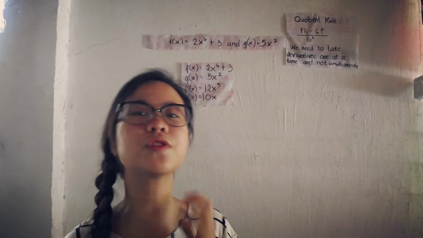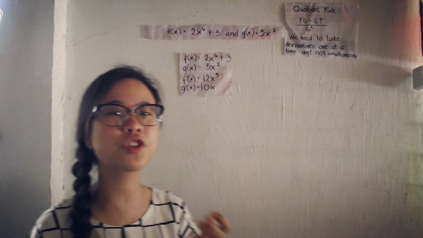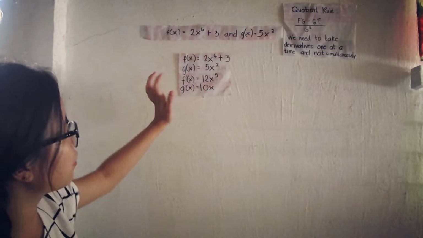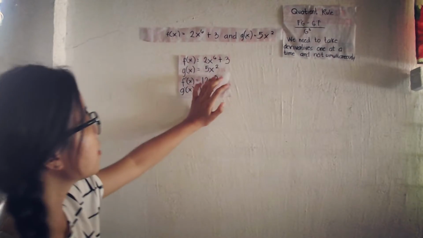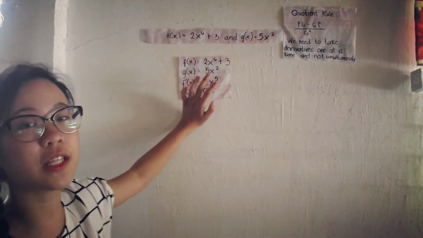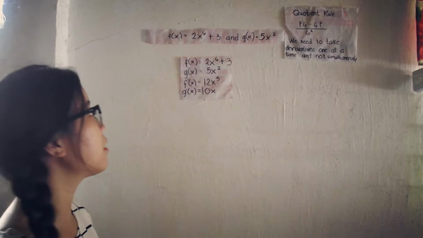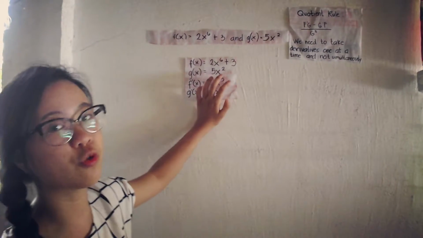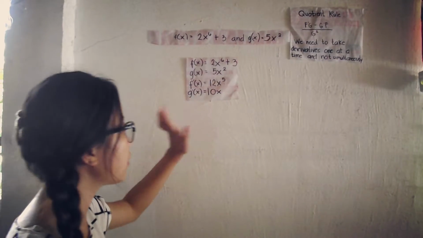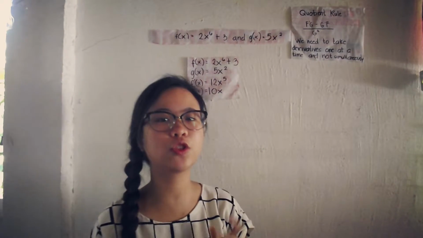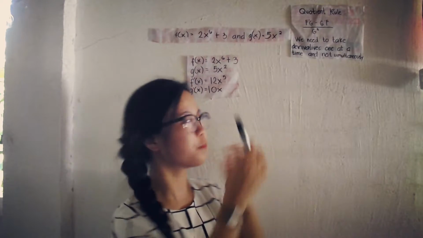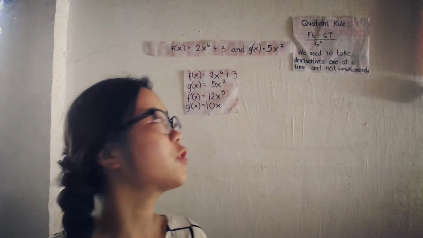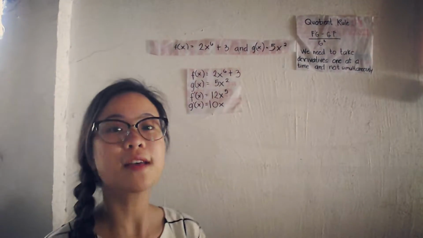According to the constant rule, the derivative of a constant is 0. So next is the g of x. Same as before, you need to bring down the exponent and multiply it. So 5 times 2 is 10. Then our n is 2, so 2 minus 1 is equal to 1, so you don't need to write it. Next, we're going to use the formula by substituting it.